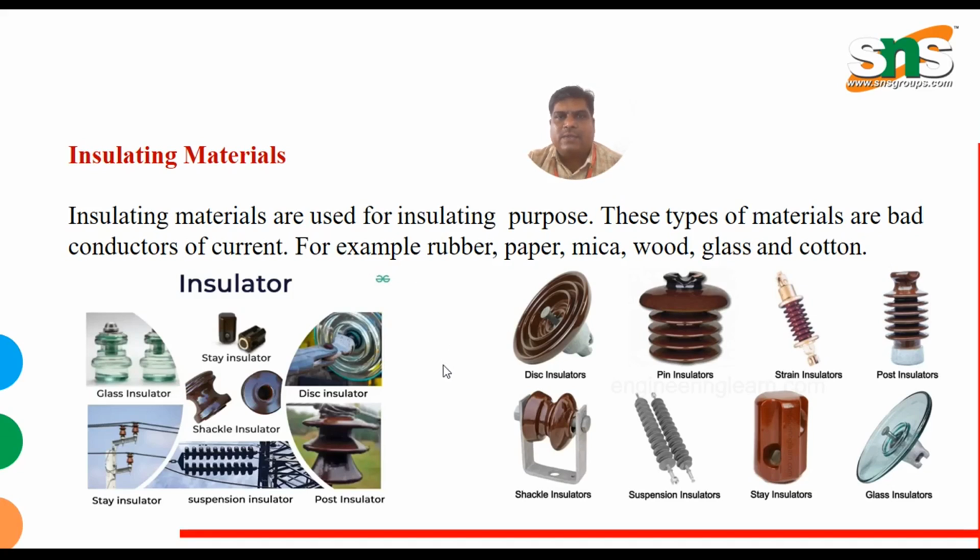Insulating materials are used for insulating purposes. These types of material are bad conductors of current, for example rubber, paper, mica, wood, glass and cotton. These are used either above or below the conductor for separation of electrical safety from a line leading to the live wires.